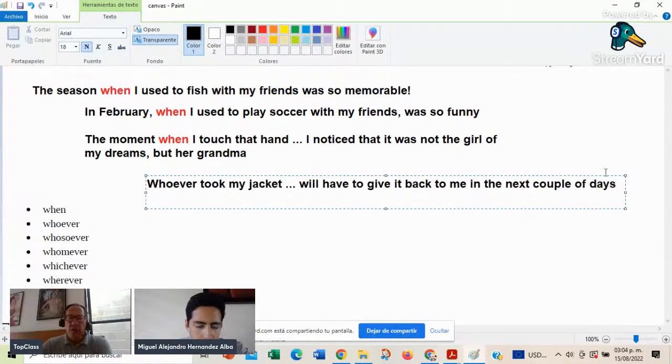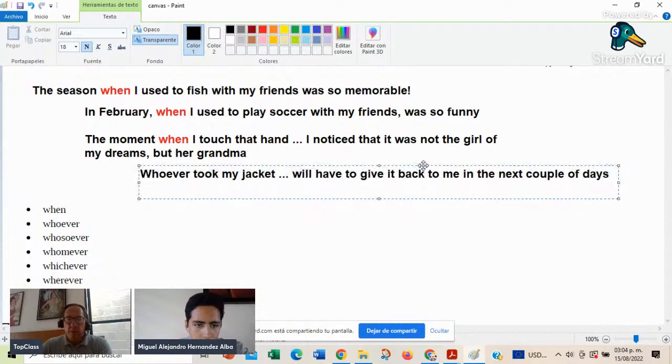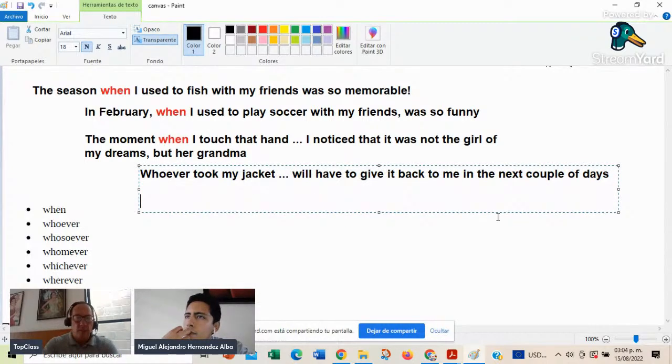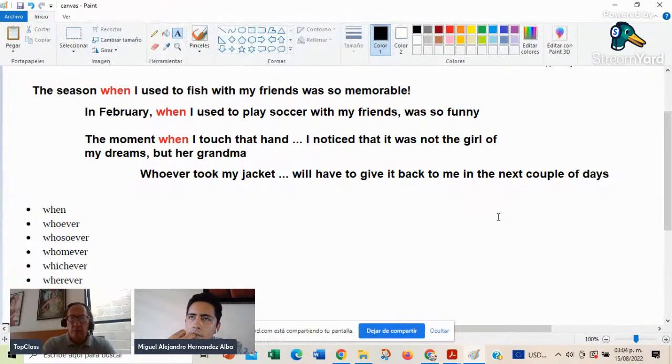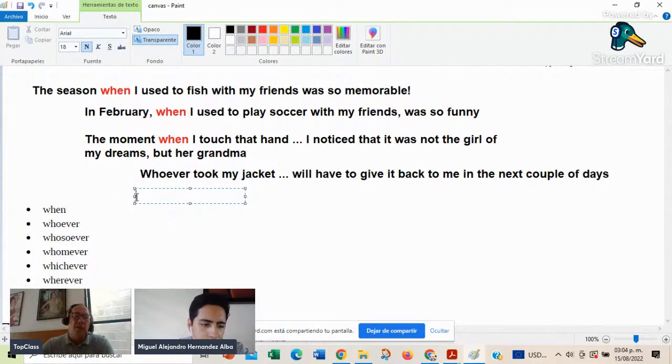Very good. Let's do a similar example to this, please, Mickey. Whoever. Whoever is more or less correct, right? Sorry, teacher. Could you repeat it? Yes, whoever is equivalent to quien haya sido, que haya tomado mi chamarra, right? O a quien haya sido. Whoever is not like quien sea. Quien sea, quien haya sido, quien sea.